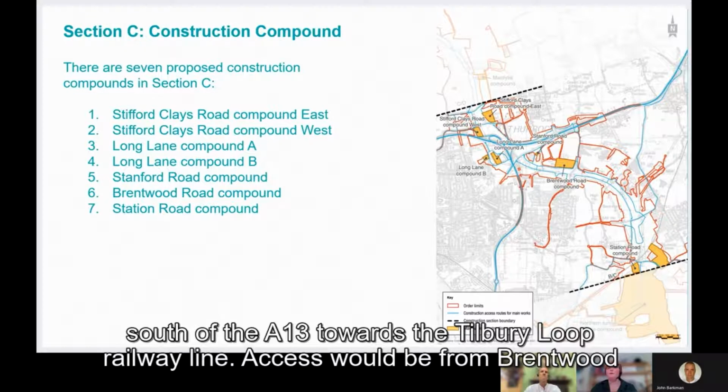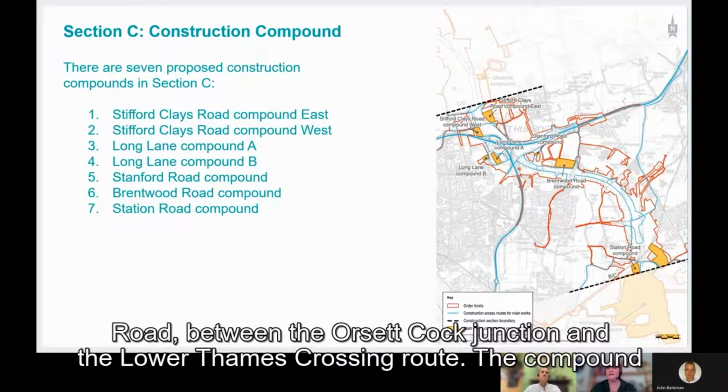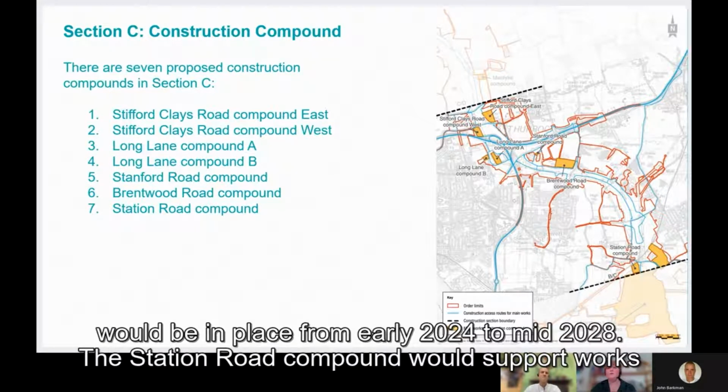The Brentwood Road compound would support works south of the A13 towards the Tilbury Loop railway line. Access would be from Brentwood Road between the Orsett Cock Junction and the Lower Thames Crossing route. The compound would be in place from early 2024 to mid-2028.